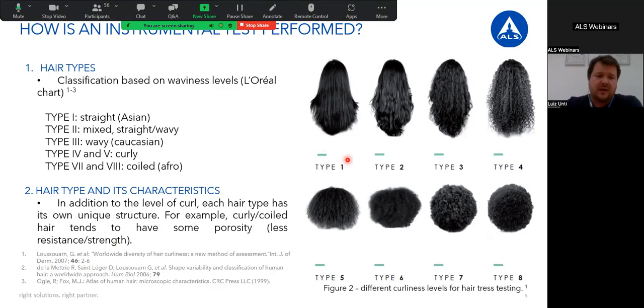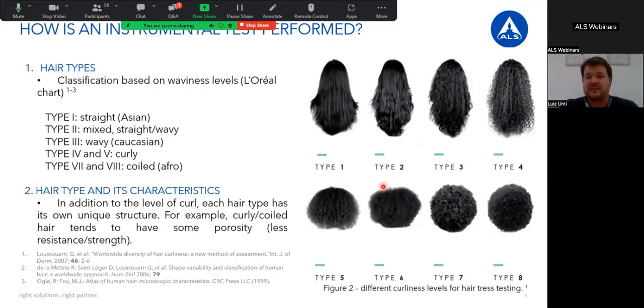So the different types we have are straight, that will be this one here in the picture, normally seen as Asian hair. The type 2 that is mixed between straight and wavy. Type 3 that is mostly wavy hair, also known as some Caucasian. Type 4 and 5, that is curly hair, and type 6, 7, and 8, that is some coiled hair.